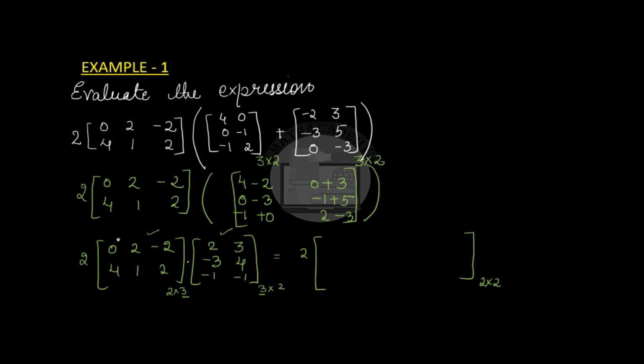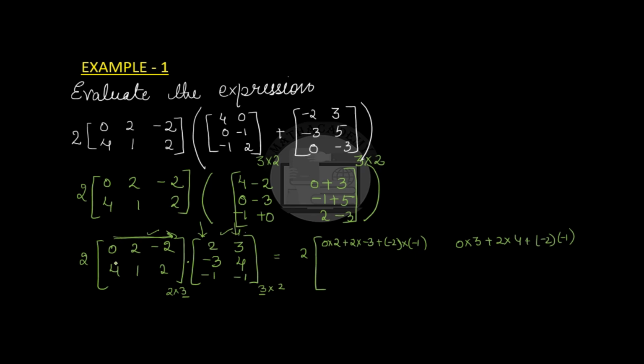So let us perform. Every row gets multiplied to the column in B. So 0 into 2 plus 2 into negative 3 plus negative 2 into negative 1. This is our first element. Then the first row gets multiplied to the second column. So 0 times 3 plus 2 times 4 plus minus 2 times minus 1. This row gets multiplied to this column.